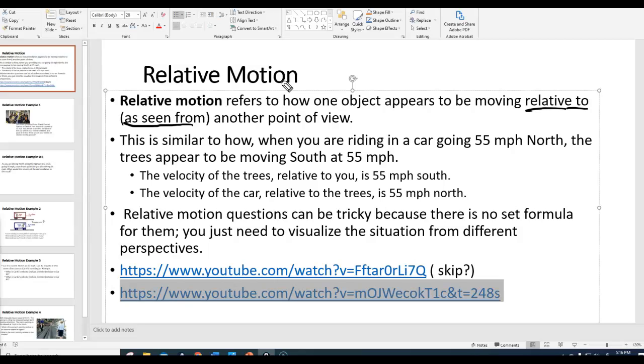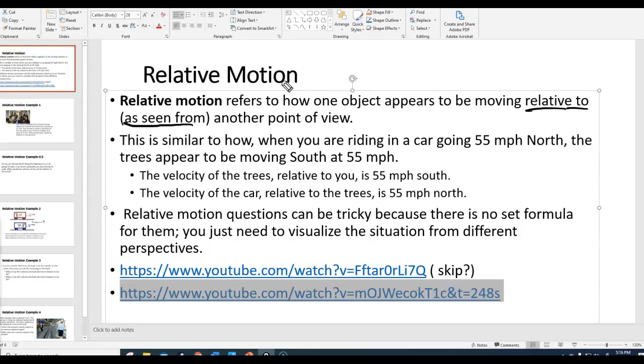So if I'm driving 55 miles per hour north, relative to you inside the car, the velocity of the trees would be 55 miles per hour south, because from your point of view it looks like the trees are going backwards. Relative to the side of the road, the velocity of the trees would be 0, because the trees are not actually moving.